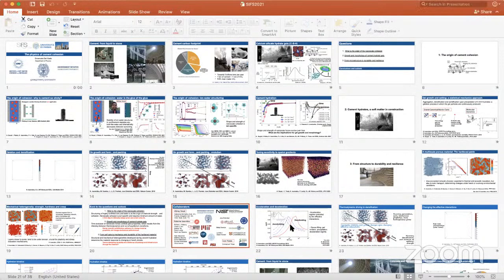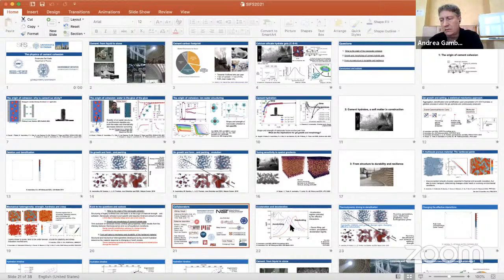Did you consider the possibility that you could get better performances or materials using something different than water? Yeah, I think that's a very interesting point, and we have thought about looking into ionic liquids, etc.